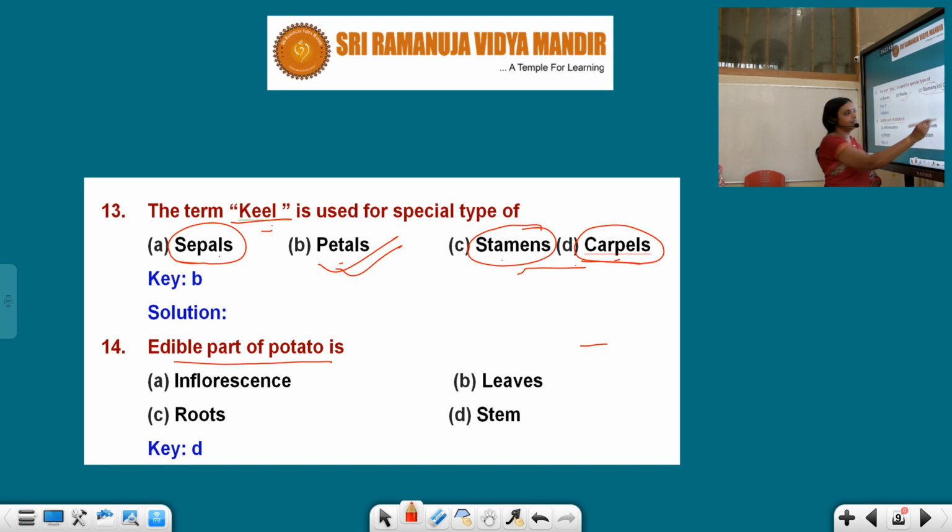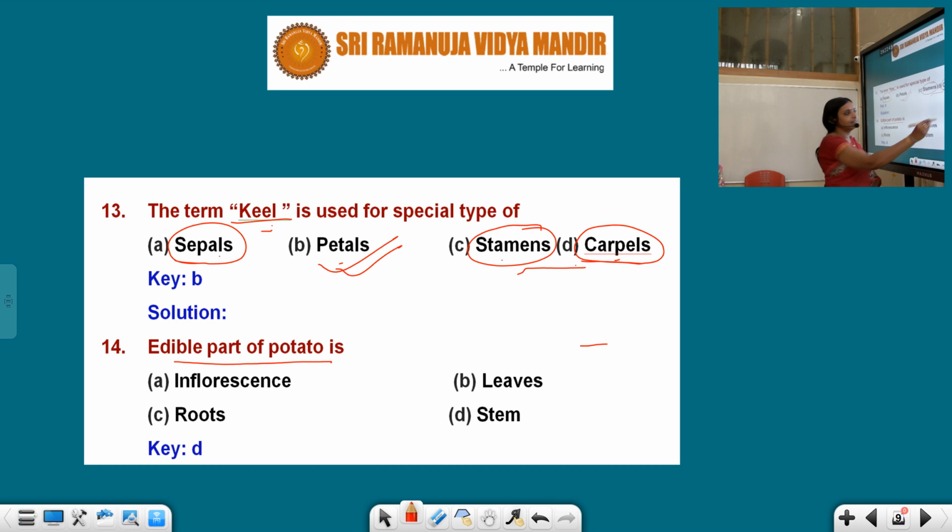Now let's see the 15th. Fibers are usually obtained from the members of the family, Crotalaria juncea, and we obtain fibers from Leguminosae. This family provides fiber. So C is the answer. Nicotiana and Petunia belong to which family? Nicotiana tabacum is the tobacco plant. Petunia also belongs to the Solanaceae family.